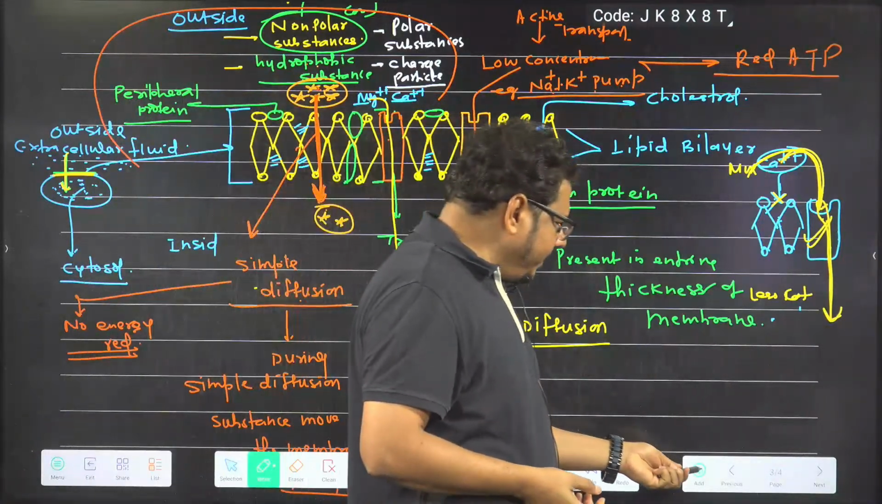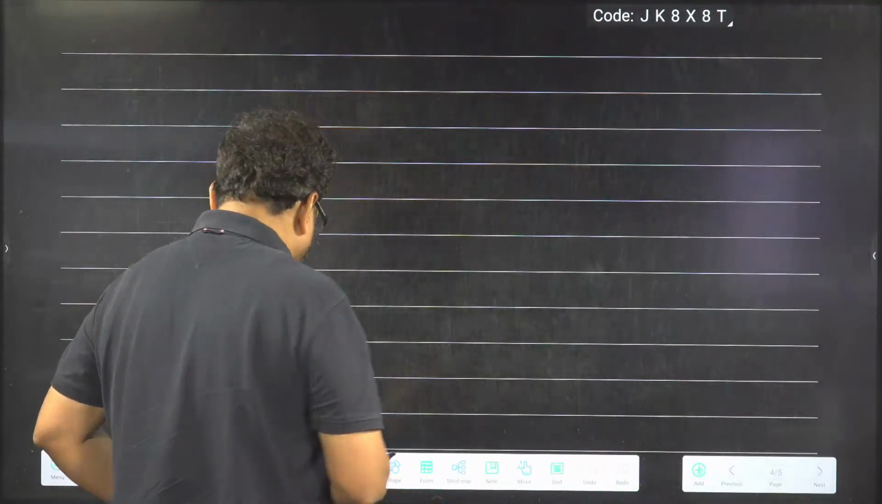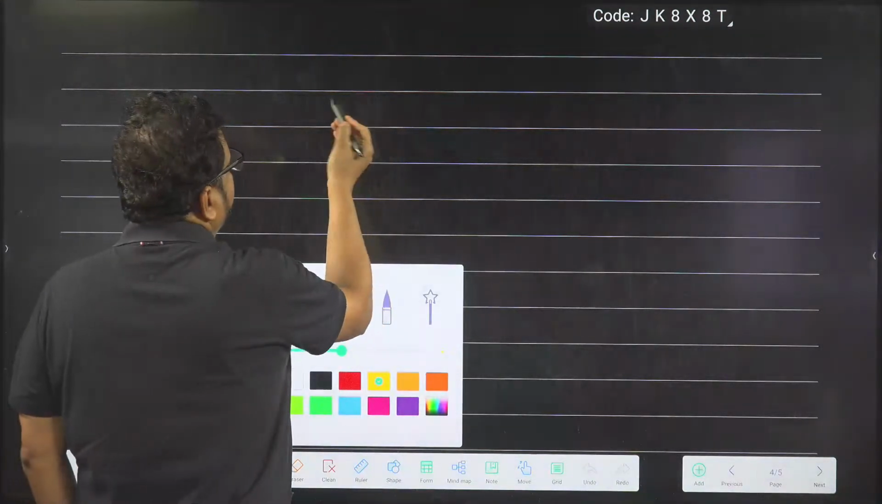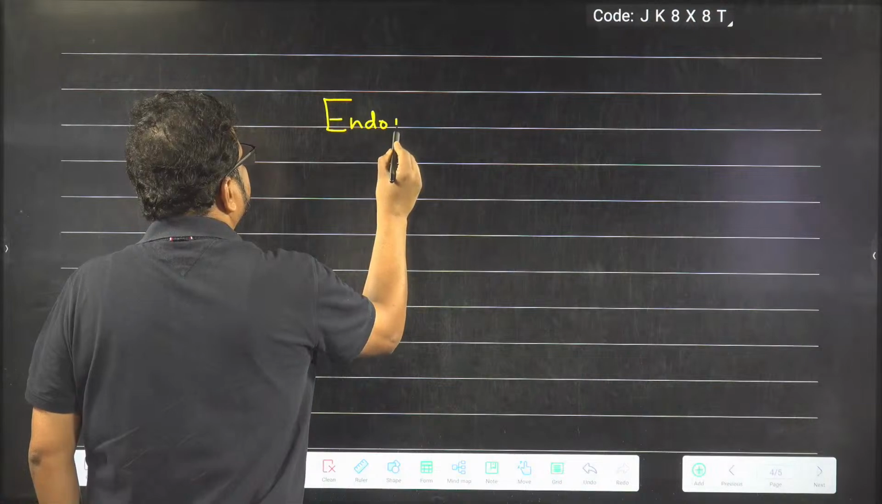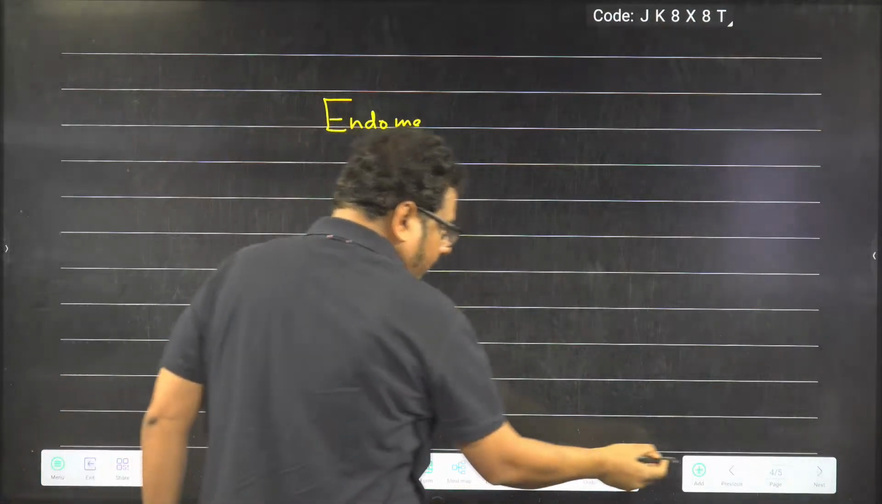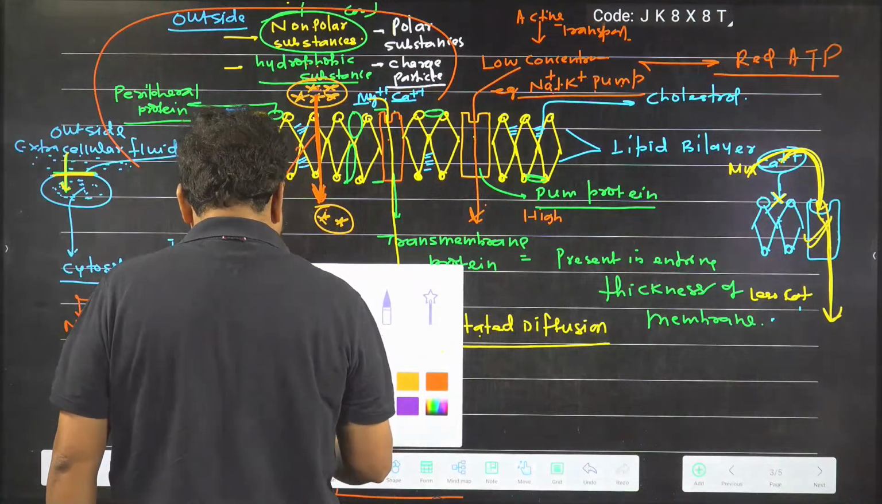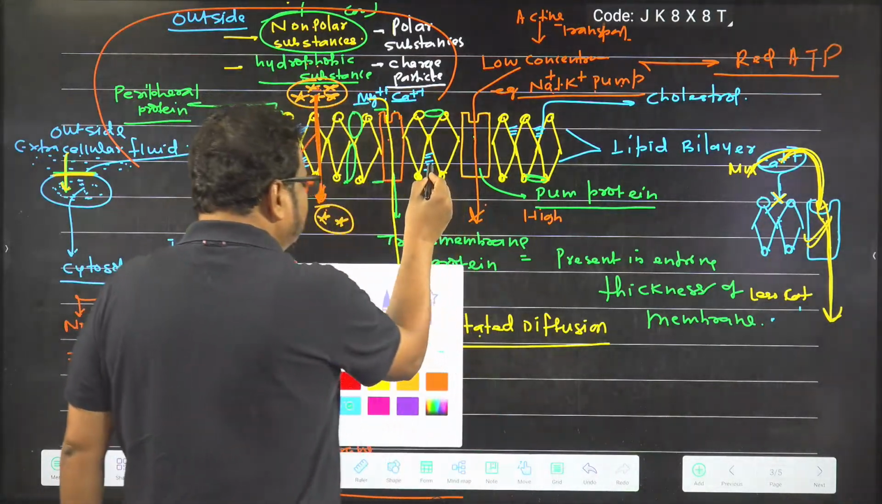So now I am giving an introductory part of the endomembrane system in one line, in 2 minutes. Listen carefully, then I will leave the class, don't worry. Sorry, I forgot to say the function of cholesterol. One student is asking about cholesterol, so before the endomembrane system I am saying about cholesterol in the membrane.